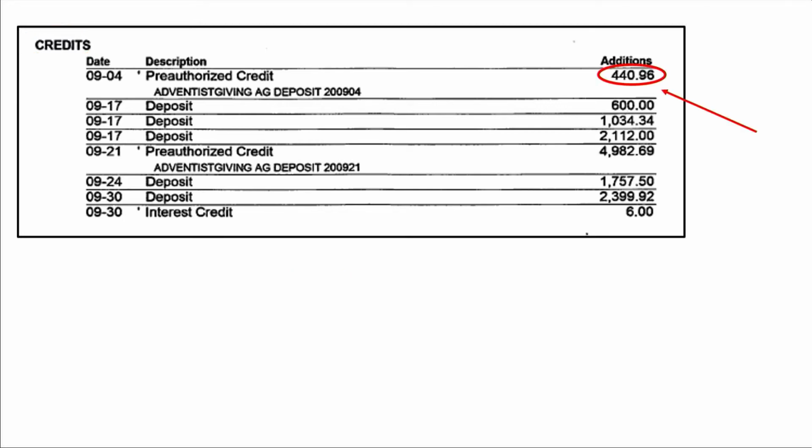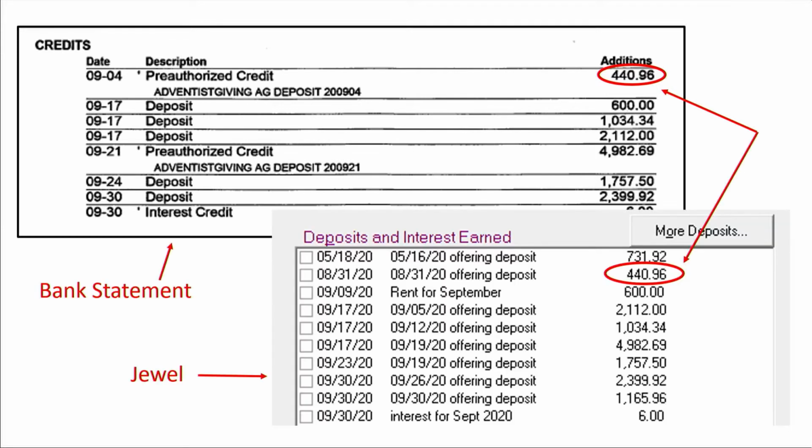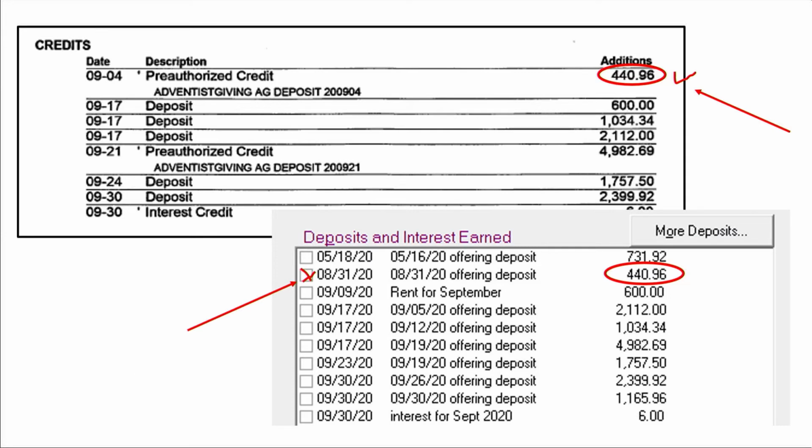Once you find the deposit section on the statement, locate the first deposit. Next, look on the Jewel screen to see if it's there as well. If it is in Jewel, put a check mark in the box next to it in Jewel, and also put a pencil or pen mark next to that deposit on the statement so you know it's been cleared. The more systematic and precise you can be in this process, the better will be the result. Don't skip over. Don't get distracted. Be focused. Otherwise, you might lose your place and have to start all over again.